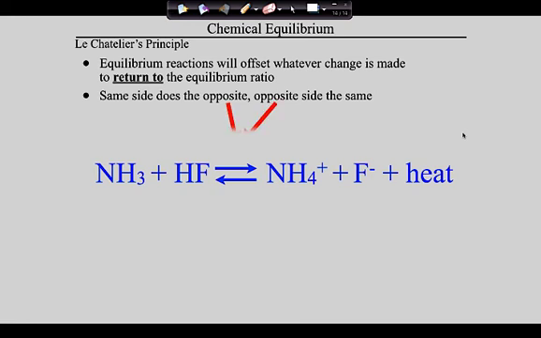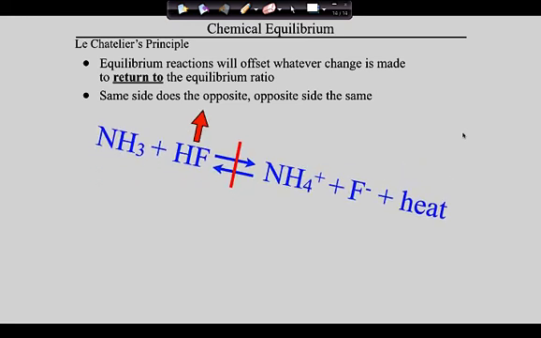And when we talk about same side does the opposite and opposite side does the same, we're talking about the same and the opposite side of the equilibrium arrow, which is sort of like the center point of a seesaw. And so what we do then is we talk about disrupting equilibria. So for example, say that we've got this reaction and it's at equilibrium, and we come along and we add some HF. So if we add HF, what's going to happen is the amount of HF is going to go up. And you can see this isn't balanced anymore. This thing is now out of balance.